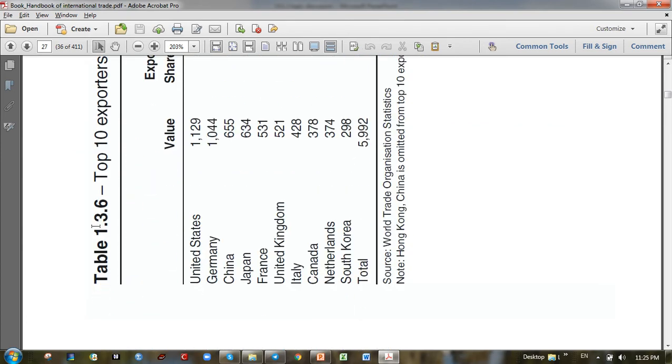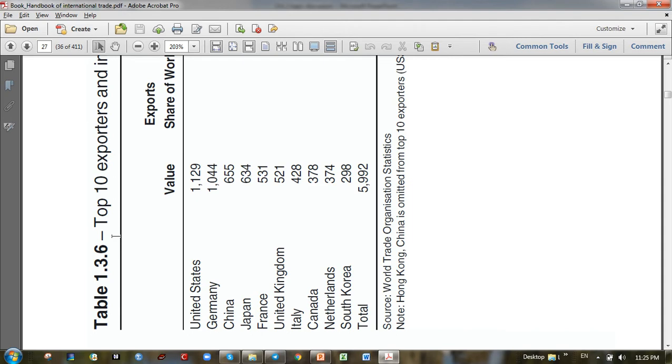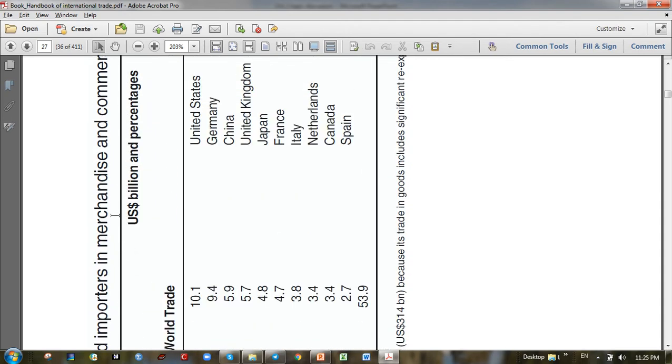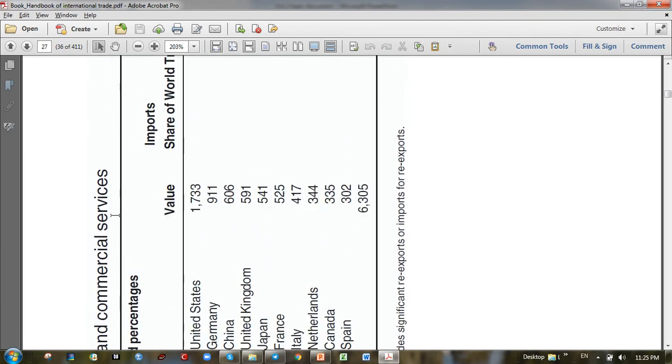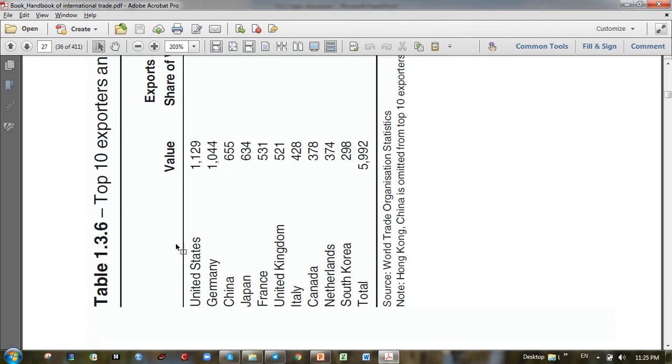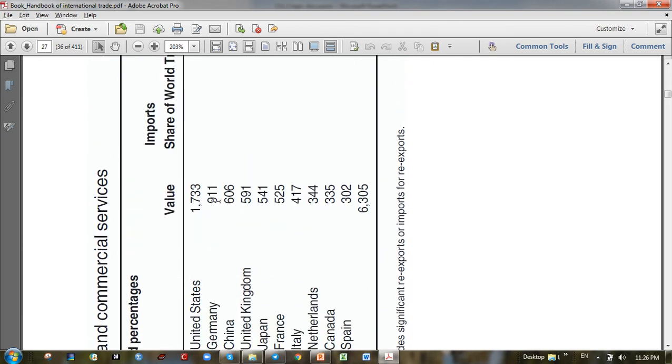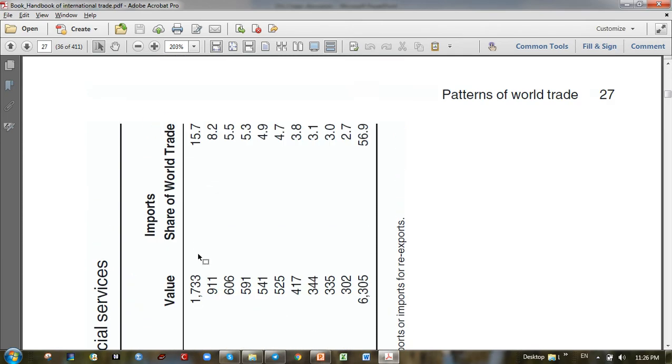And this is the last table for the second point objective, 1.3.6. Top 10 exporters and importers in merchandise and commercial service. This is country should be, yes, it is top 10 on total. Value export and value import. This is share.